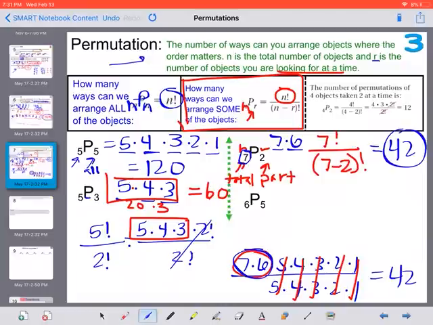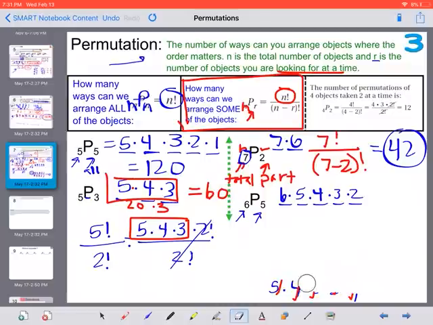Next one, we have 6 permutations of 5, meaning we have 6 total objects. We want to arrange 5 of them. So we have first 6 choices, then 5, then 4, then 3, then 2. Now this is the same as 6 factorial over 6 minus 5, which is 1 factorial. 1 times 1 is just 1.